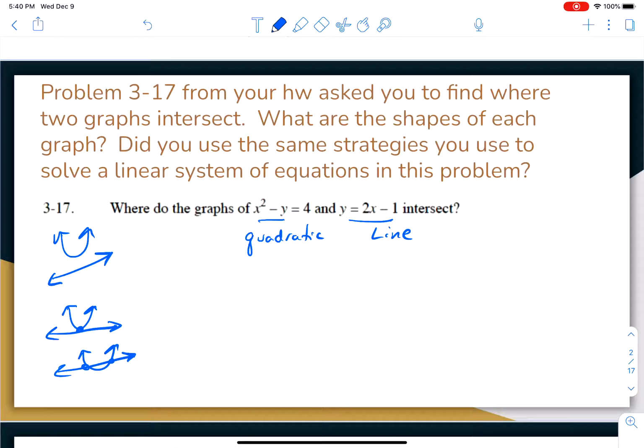So if I'm going to work to figure out where they intersect, I could graph them, I could use substitution, or I could use elimination. Since I already have a variable all by itself, I'm going to use substitution. So I'm going to take the 2x minus 1 and substitute for y in the first equation. Again, don't forget to distribute the negative sign to both terms in the parentheses.